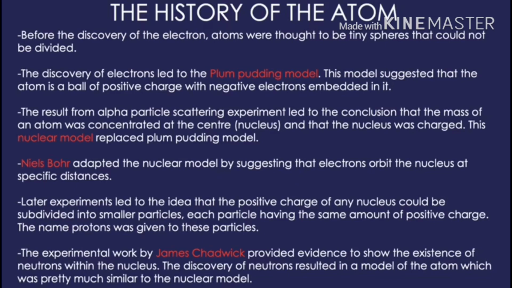Later experiments led to the idea that the positive charge of any nucleus could be subdivided into smaller particles, each particle having the same amount of positive charge. The name protons was then given to these particles. The experimental work by James Chadwick provided evidence to show the existence of neutrons within the nucleus. The discovery of neutrons resulted in a model of the atom which was pretty much similar to the nuclear model.